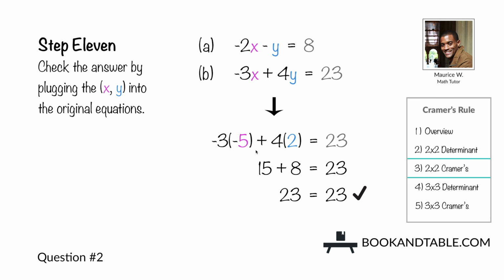And now for equation b, we would get negative 3 times negative 5, which is 15, plus 4 times 2, which is 8. 15 plus 8 is equal to 23, giving us the true statement 23 is equal to 23. So we see the solution to question number 2 is the point where x is negative 5 and y is 2.